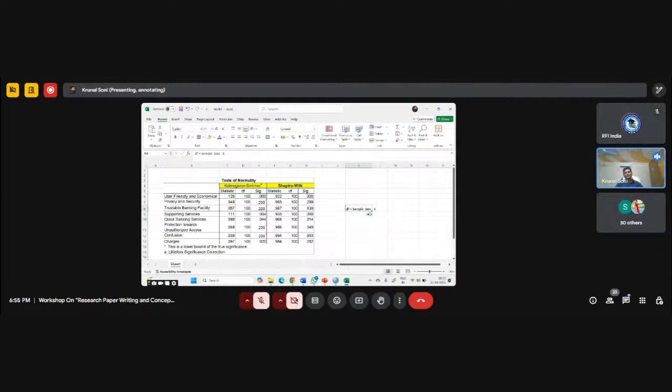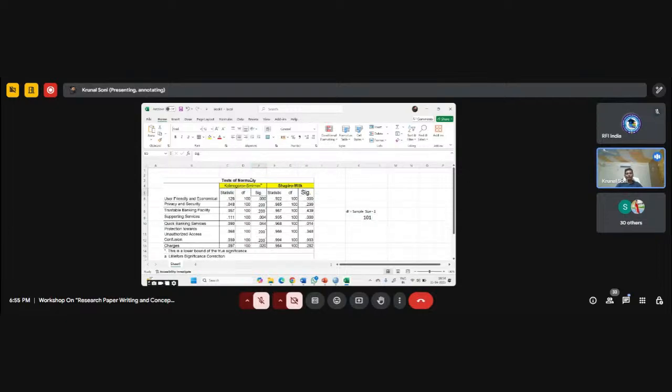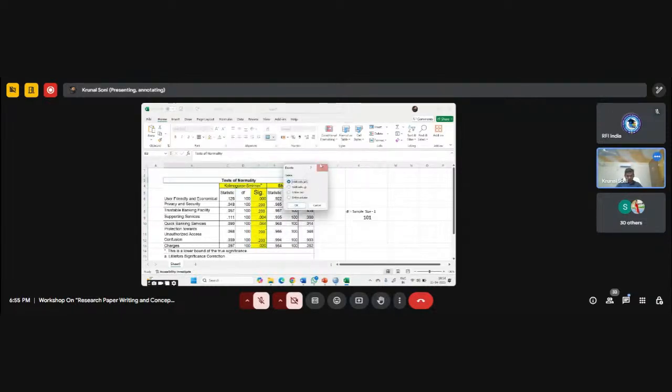So my sample size is how much? Is it large or small? It's small. Although it is large as per the Shapiro criteria, for PhD level it is small. So Shapiro says that up to 50 samples you have to use the Shapiro significance value. Beyond that you have to use Kolmogorov. So which test should I use? I should use Kolmogorov, right? So these values are important for me. I'll remove this part as of now for your understanding. Clear?